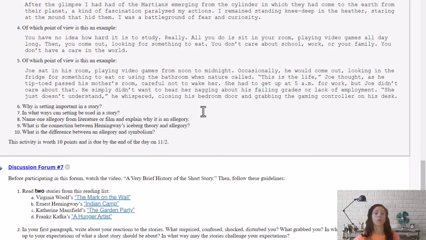Why is setting important in a story? And in what ways can setting be used in a story? Name 1 allegory from literature or film and explain why it is an allegory. What is the connection between Hemingway's iceberg theory and allegory? And what is the difference between an allegory and symbolism?